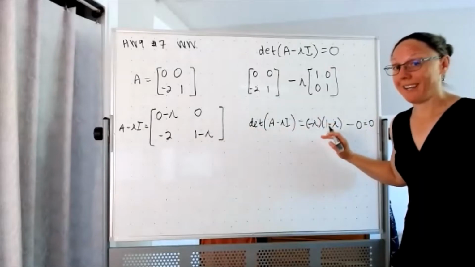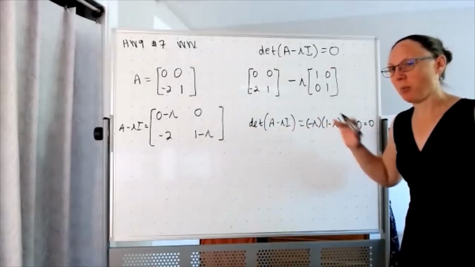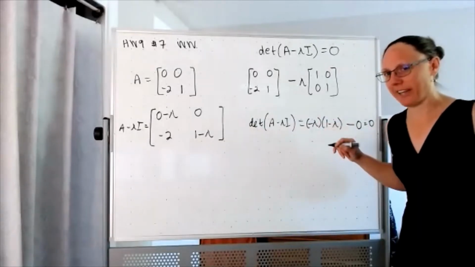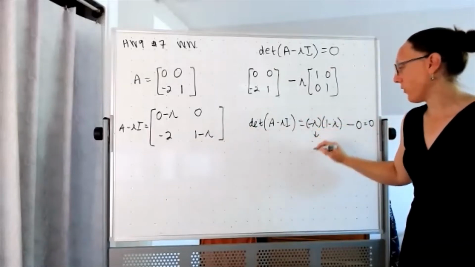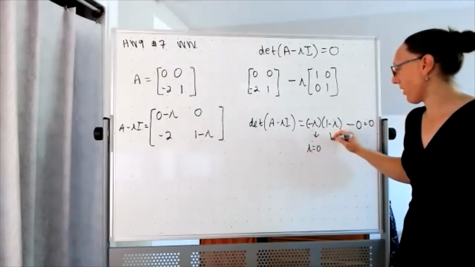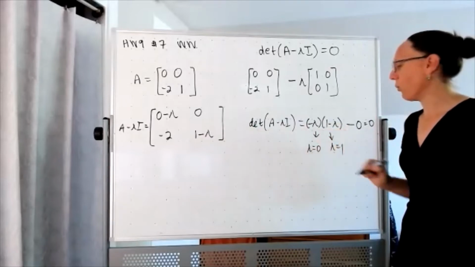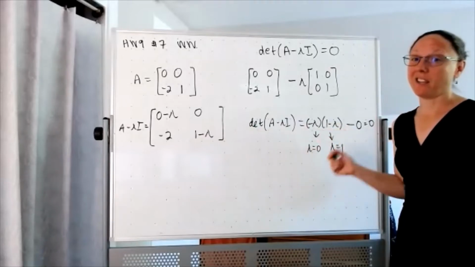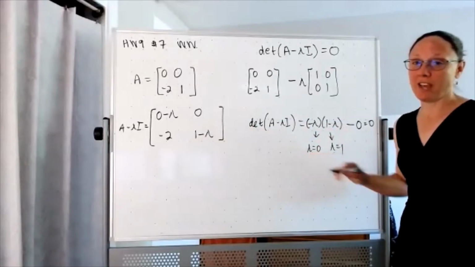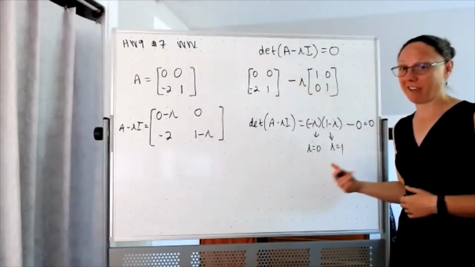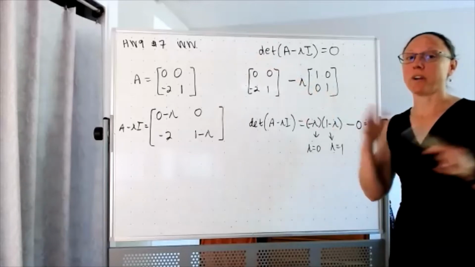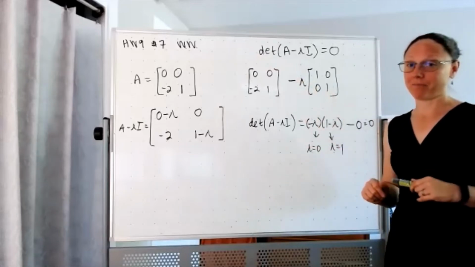Don't work too hard. It's already factored. Don't multiply it out just to factor it again. Because we're subtracting off 0, I know that my eigenvalues are 0 and 1. Well, I was right. This is weird. We don't usually get an eigenvalue of 0, but my particular matrix gave me 1. But it's okay. We're going to treat it like anything else.